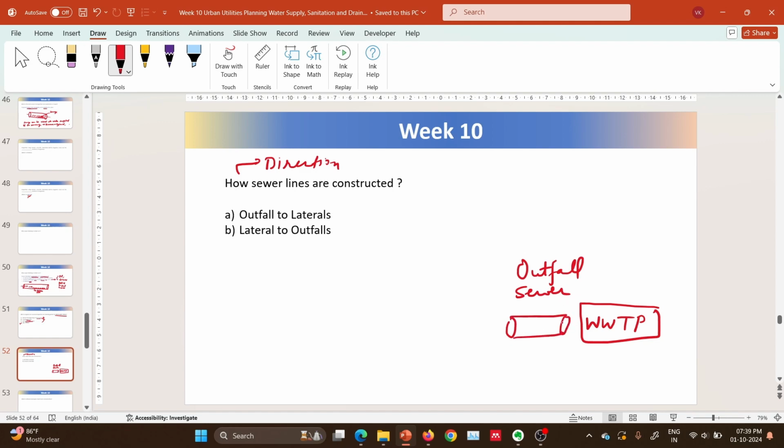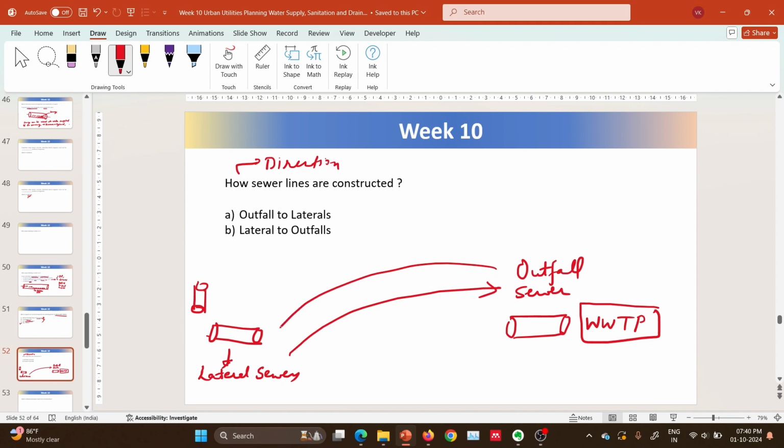Outfall sewer will discharge the sewage into the wastewater treatment plant, and these are laterals or building sewers. These are building sewers. This is, let's say, a lateral. So how will we construct: from laterals to outfall, or from outfall to lateral?